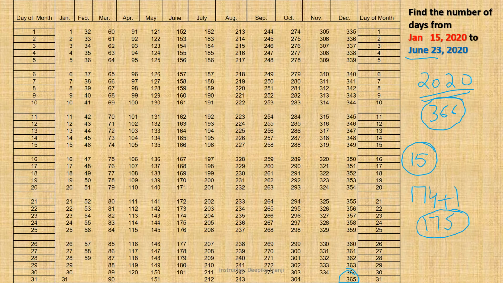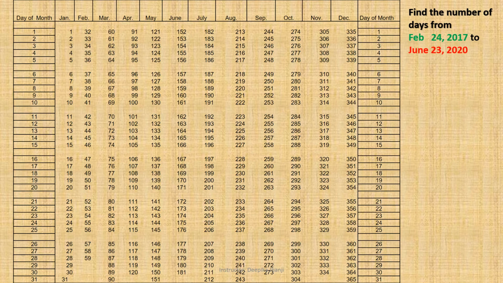The reason I didn't add 1 to 15 is that January 15th is before February. February has one additional day in a leap year. So 15 stays as it is, but anything after February, we add 1 to the number. So 174 plus 1 is the 175th day of the year. So the number of days between these two dates is 175 minus 15, that is 160. So the number of days between these two dates is 160.